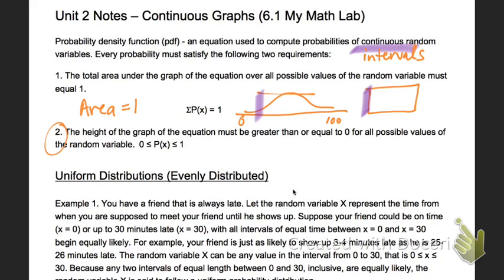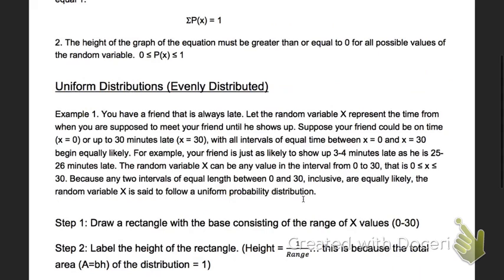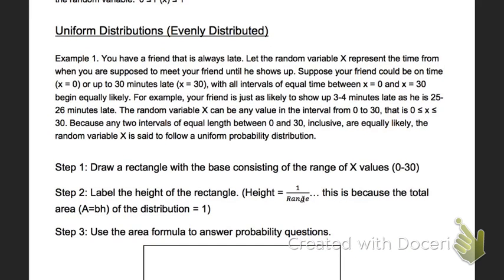So first type is a uniform distribution. That's the one that looks like a rectangle. And something is even, if it says evenly distributed, that's the same thing. So if I had you roll a dice 100 times, the chances of landing on 1 through 6 would all be the same. So you would expect to land on 1 through 6 the same amount of times.